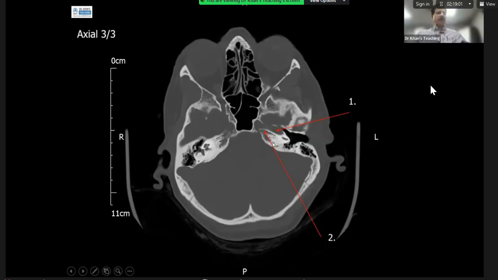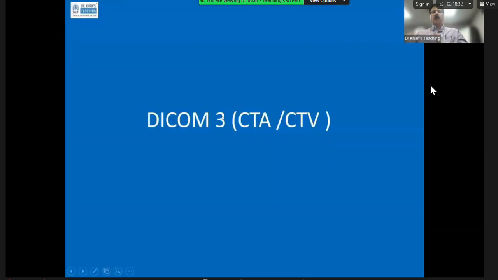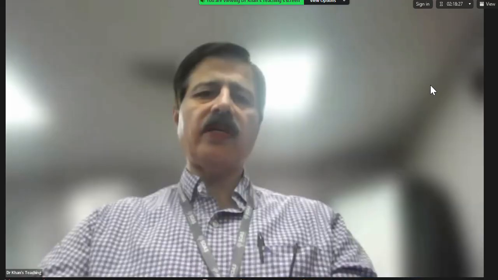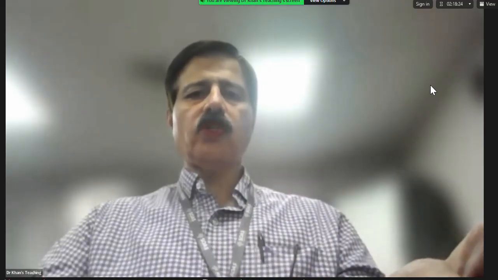Now, petrous apex, please remember, in various people can have various kinds of appearance because it can be pneumatized. So if you see here, these are mastoid air cells which have got air inside. In our patient there are no air cells, but in many patients you will see that there are air cells, and you should not be confused about it. So let me show you a DICOM, CTA and CTV.